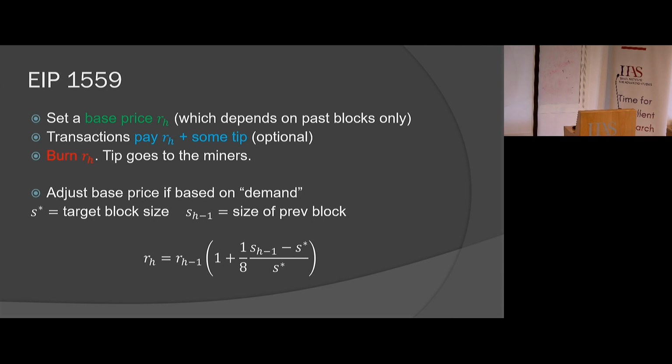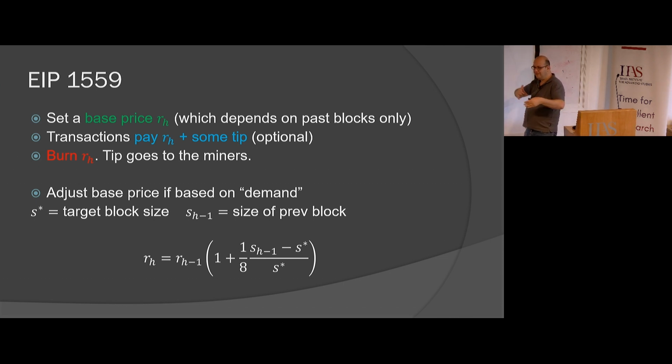And then transactions pay this base price. They can go over it if they want, with some tip, which is optional. And then the mechanism basically burns the base price, destroys it completely, and the tip goes to the miners. So obviously the miners have to include only stuff that pays above the base price, and they want the stuff with the higher tips. So this looks like the first price auction, but only with burning. It's a reserve price in a sense, right? You were asking about reserve prices. Right.